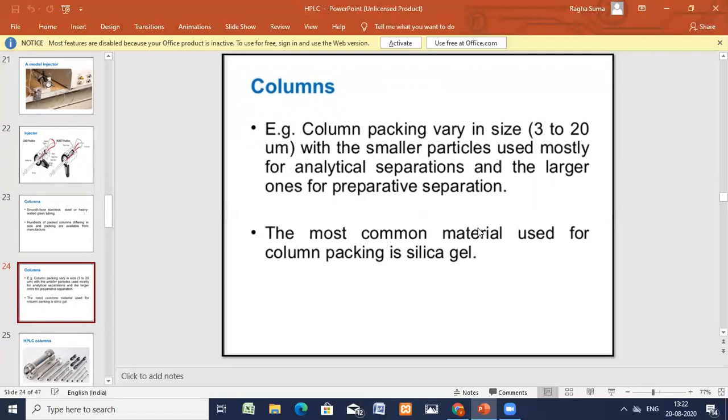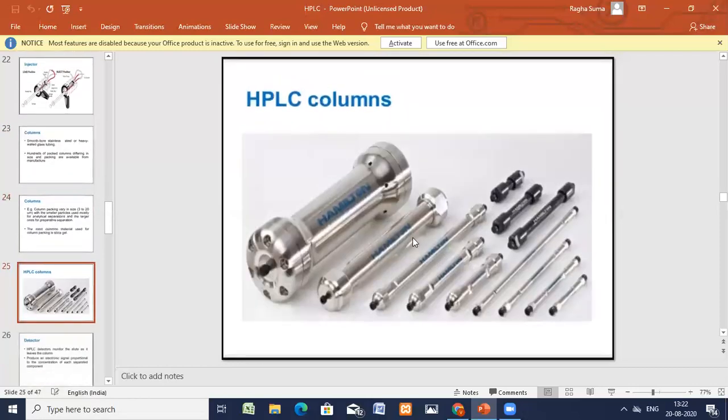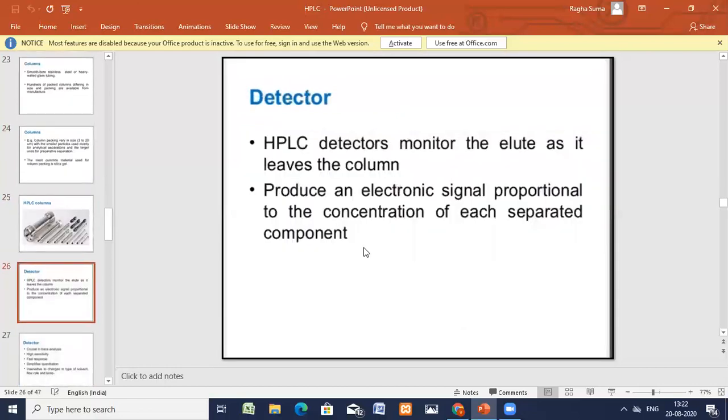The most common material used for column packing is silica gel. Polar groups generally get separated on silica gel, and for the non-polar groups we take alumina. Here you can see the columns, stainless steel, with heavy walled glass tubing inside. Now we'll see the detectors and how they are used.